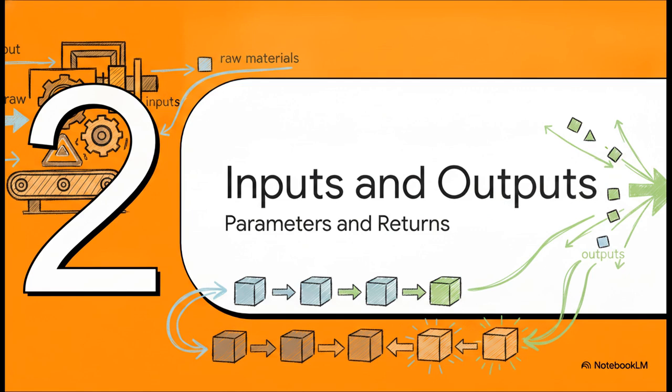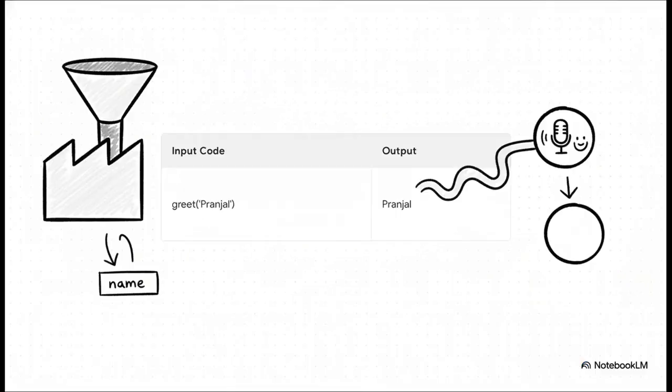Moving on to section 2, handling inputs and outputs, parameters and returns. Now let's actually feed some raw materials into our machines. If we put a variable, let's call it name, inside those parentheses when we first define the function, we're basically creating a slot to pass specific information directly into it. So when we call greet and pass it Pranjal, the function dynamically swaps in that specific name and spits out, hi Pranjal. Drop in Sarah and it says, hi Sarah. It instantly adapts to whatever data you hand it.